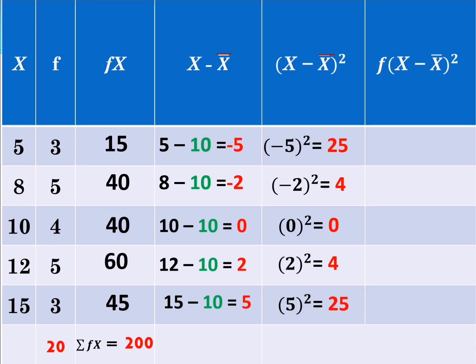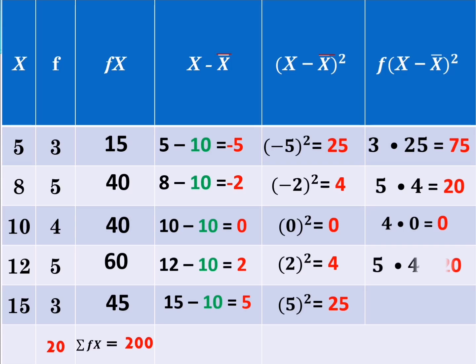So, we have 3 times 25, we have 75. Next, we have 5 times 4, we have 20. And then 4 times 0, we have 0. 5 times 4, that is 20. And last, 3 times 25, we have 75.